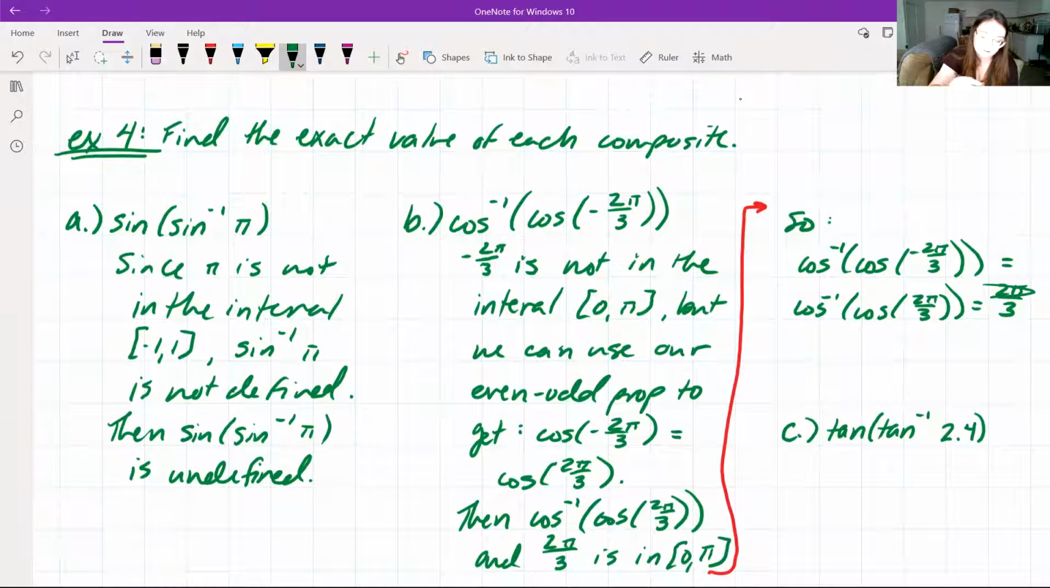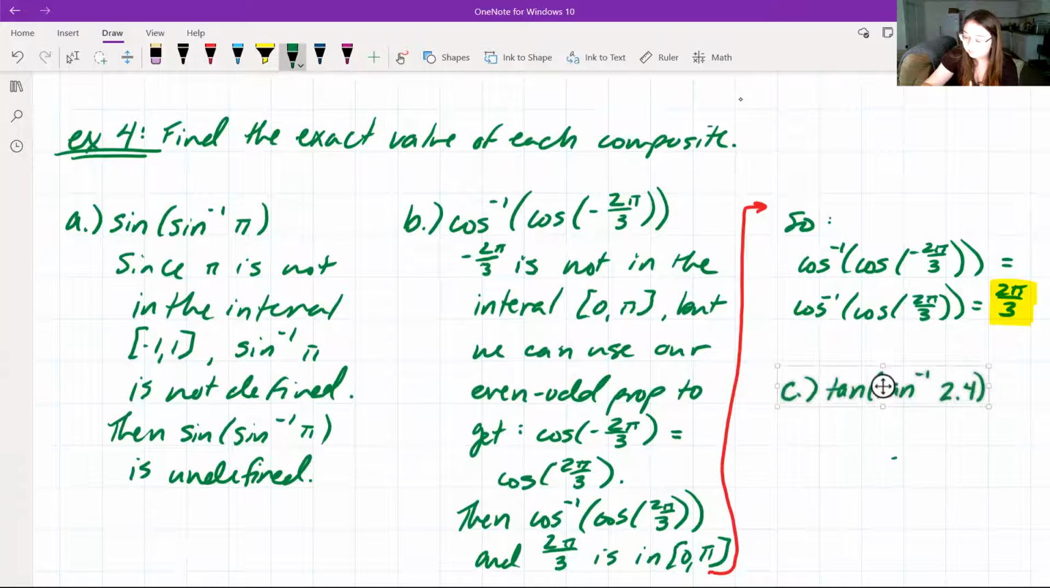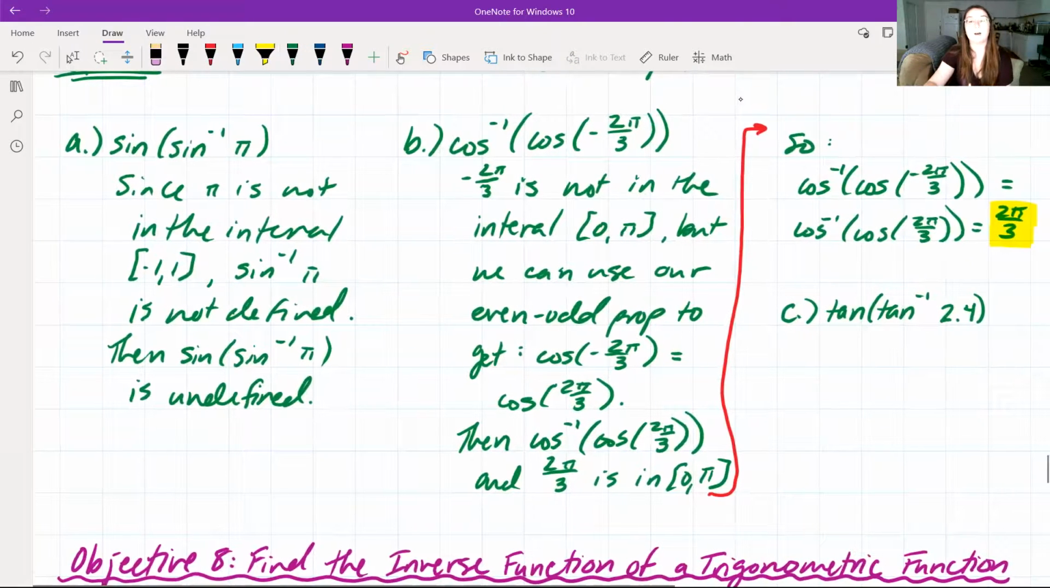Wrong thing. We wanted the highlighter. There we go. I'll move this back a little bit. All right, so that was our answer there.